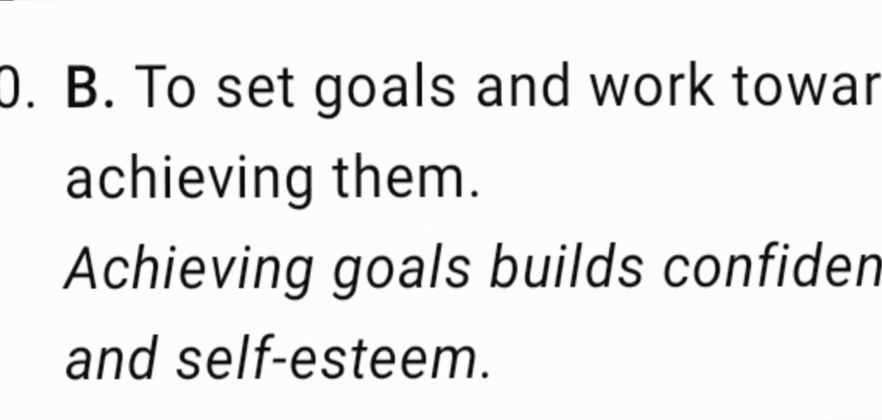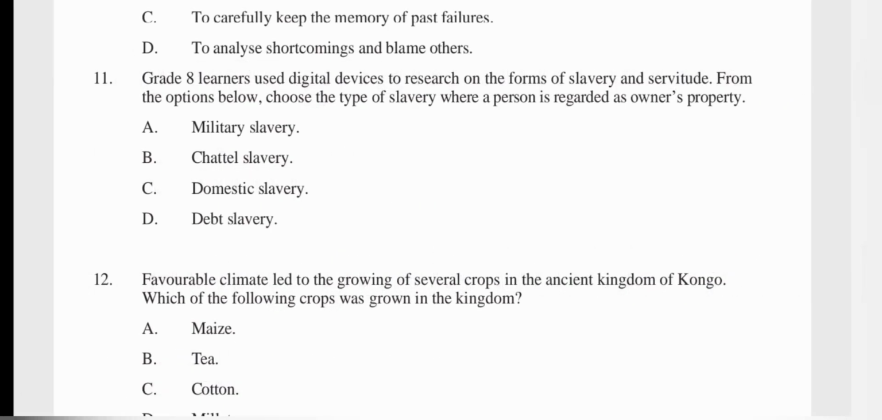Grade 8 learners used digital devices to research on the forms of slavery and servitude. From the options below, choose the type of slavery where a person is regarded as the owner's property. Military slavery, chattel slavery, domestic slavery, debt slavery.